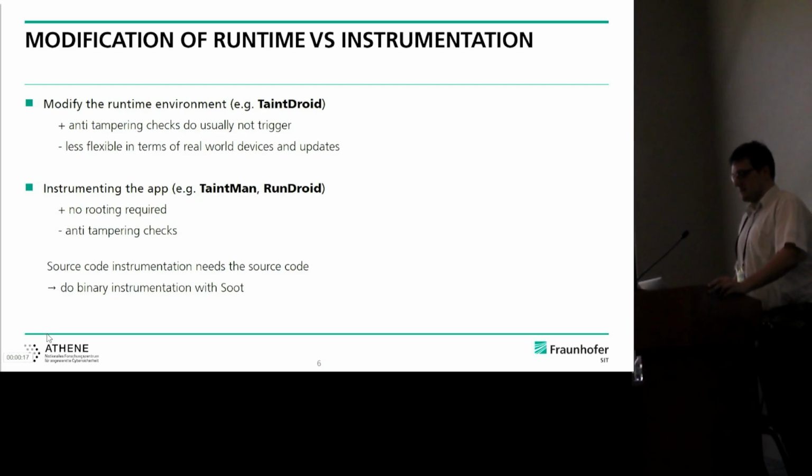So the first option is to modify the runtime environment. For example, TaintDroid does this, which is a rather old approach from 2014, as far as I know, which computes taint information, so it's a data flow problem. And with this approach, you have the advantage that apps which have anti-tampering measures, their checks do not trigger because you do not really change the app, right? You leave the app as is, and you only change the runtime environment around it in order to measure the values you want to gather.